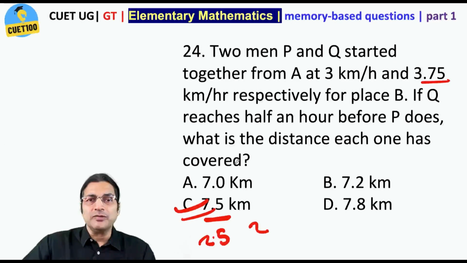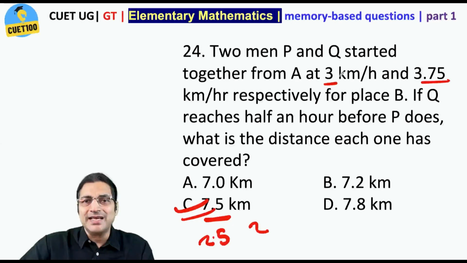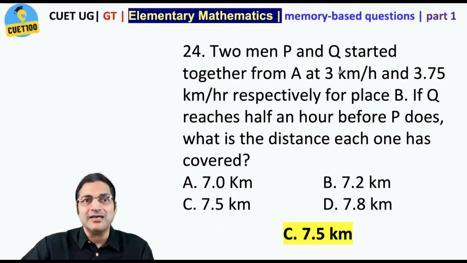So, ideally you should be looking at a number which is a multiple of 3 as well as 3.75, not necessarily in integers. Alright, okay. And from where do I get this hint that not necessarily in integers? Because the difference between time taken is also not an integer, that is half an hour. Alright, okay, this is my answer.